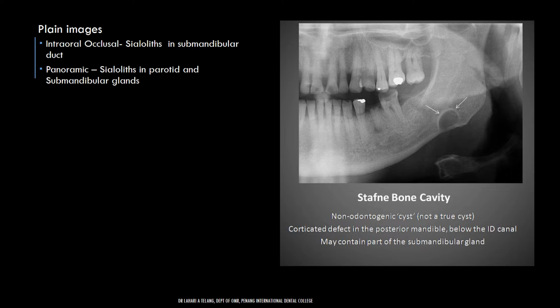So mind you, there is a difference in what is written over here. What you're seeing on this image is a cropped panoramic view of a Stafne bone cavity. The reason I've mentioned this here is it's not a true cyst. It's a corticated defect in the posterior mandible below the inferior dental canal, and it may contain part of the submandibular gland.